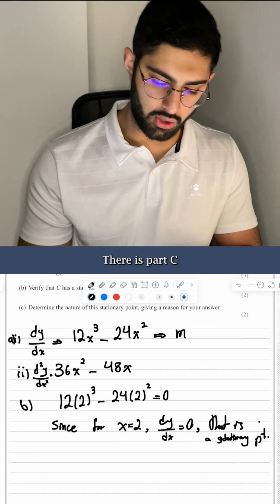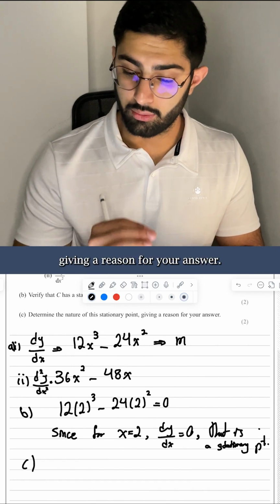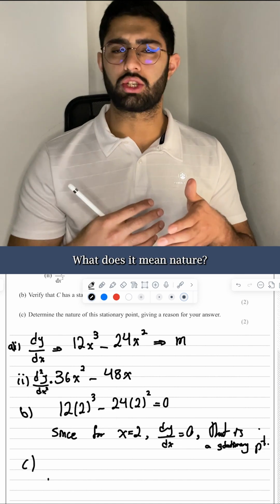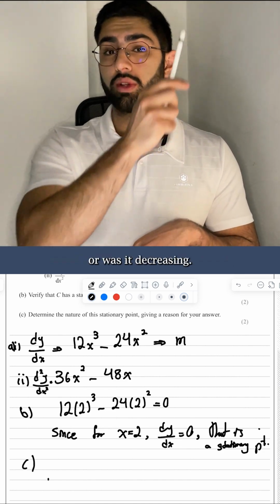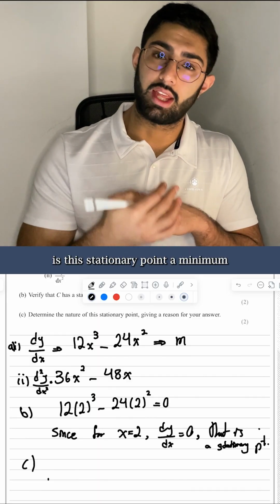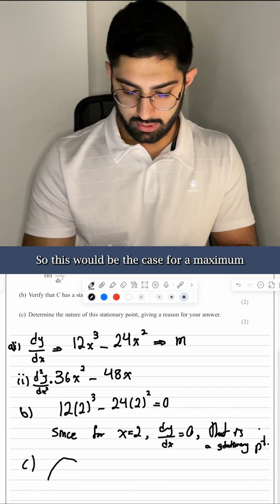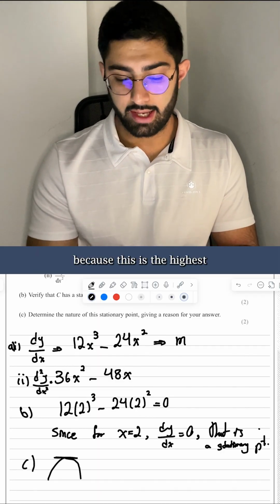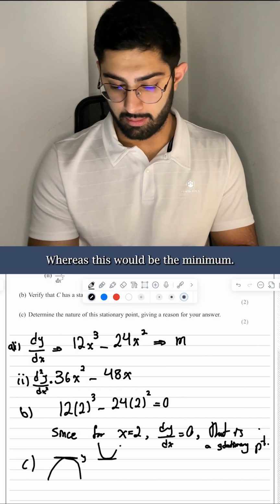Are we done? No, there's part C. You have to determine the nature of this stationary point, giving a reason for your answer. What does nature mean? Well, nature means, was it increasing and then it's going to decrease later, or was it decreasing and it's going to increase later? In other words, is this stationary point a minimum or a maximum? This would be the case for a maximum because this is the highest y value we're going to have, whereas this would be the minimum.